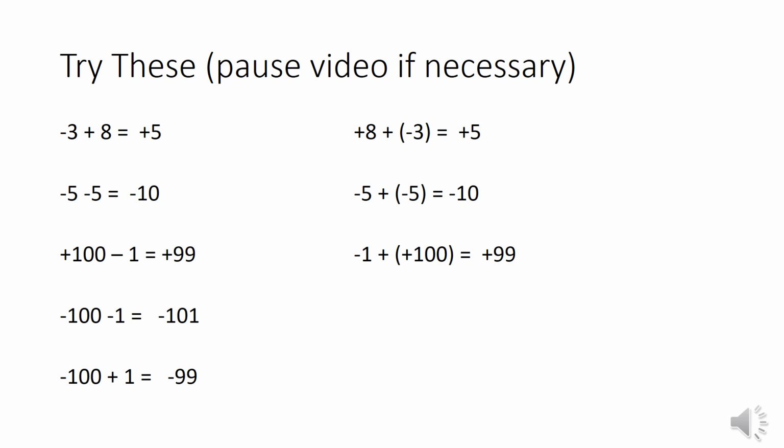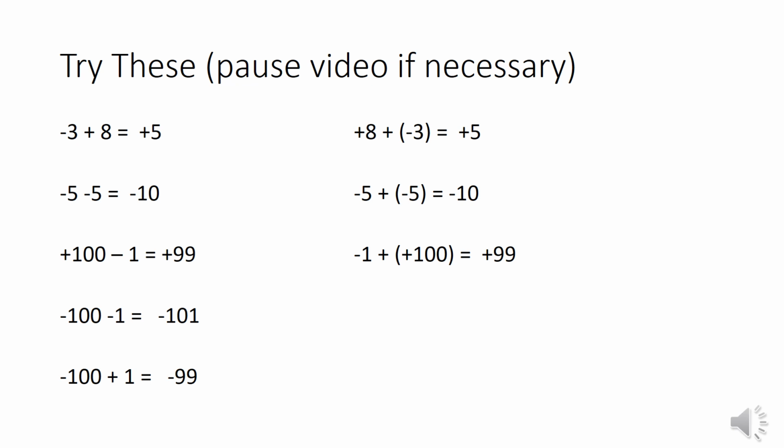Moving over to the right side, you've got 8 positives, and you add 3 negatives to that. Signs are different, so you subtract. 8's bigger, it's got a plus sign in front, so the answer is positive 5. For the next one, you've got negative 5, you add another negative 5, the signs are the same, so you add them to get 10. 5 is the big number, and it's got a minus sign in front, so the answer is negative 10.